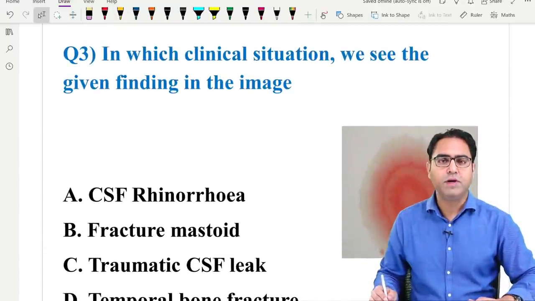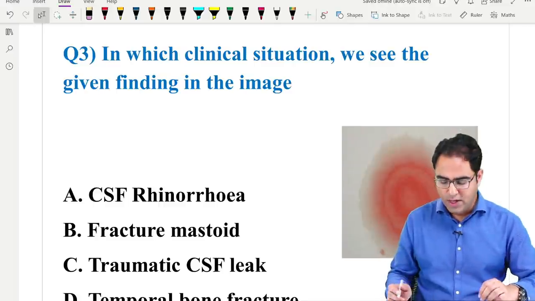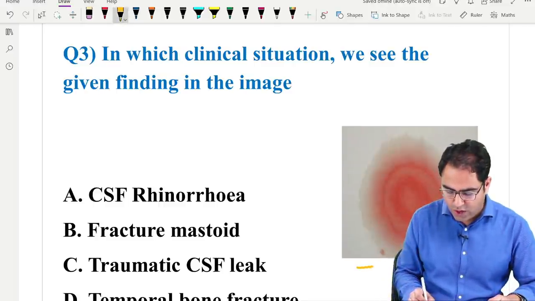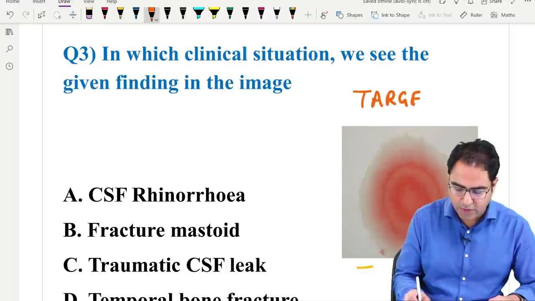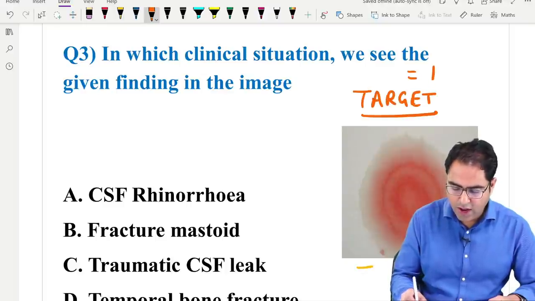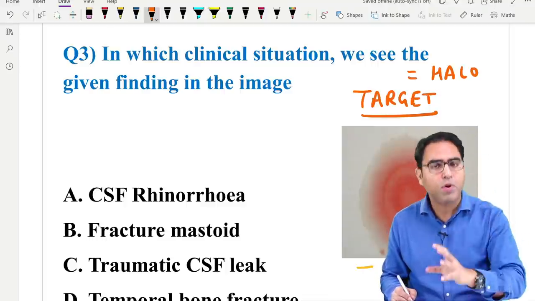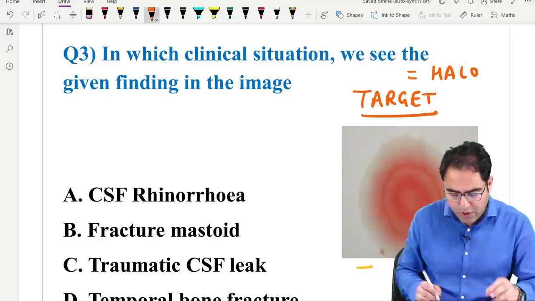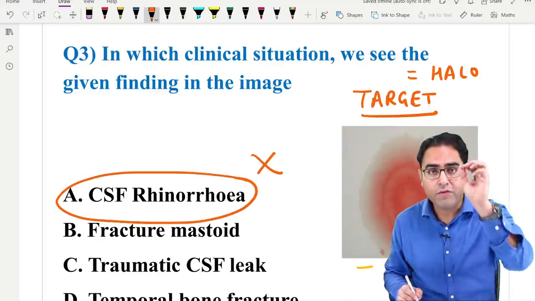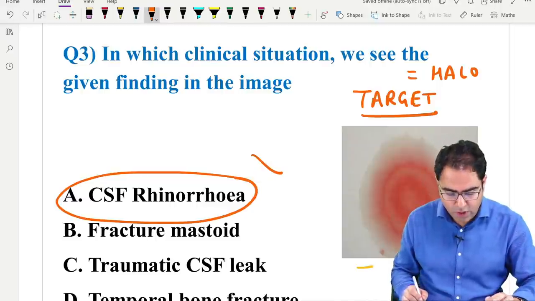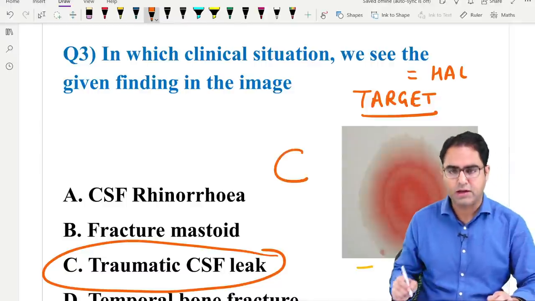A very famous question: in which clinical situation would you see the given finding in the image? This classical thing is called target sign or halo sign or double halo sign. This is a very important question, and a lot of people will mark CSF rhinorrhea and that's a wrong answer. It is not seen in every CSF rhinorrhea, my dear friends. It is only seen in traumatic CSF leak. C is the correct answer.